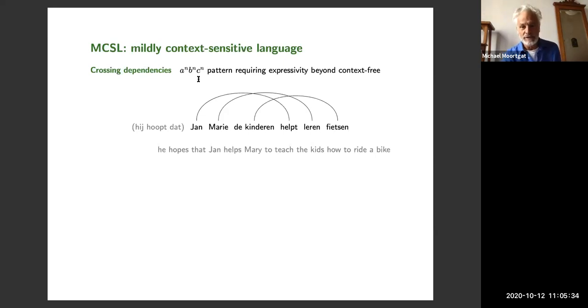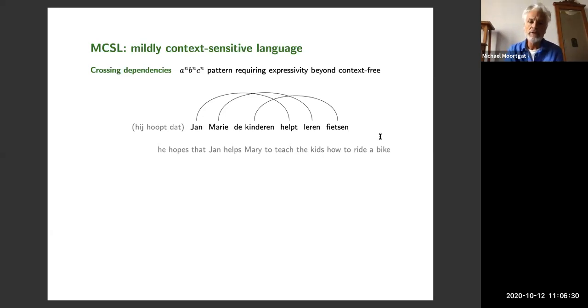So the example sentence that I give here, translated, would be something like, he hopes that John helps Mary to teach the kids how to ride a bicycle, but in Dutch the verbs of this complex sentence are grouped together at the end of the phrase. All the complements of the verb, the subjects, the objects, etc., are preceding a cluster of verbs. And the arcs in the little picture here are capturing the semantic notion of who does what. So John here is doing the helping, Mary is doing the teaching, and the kids are doing the cycling. Right? So this is a crossing dependency pattern.